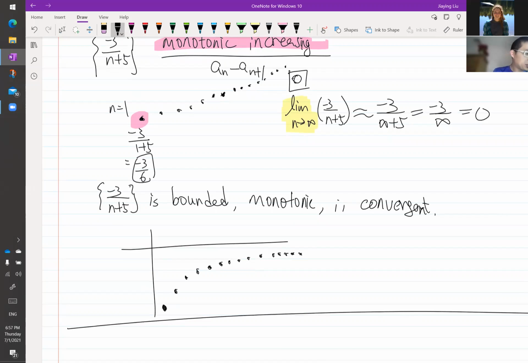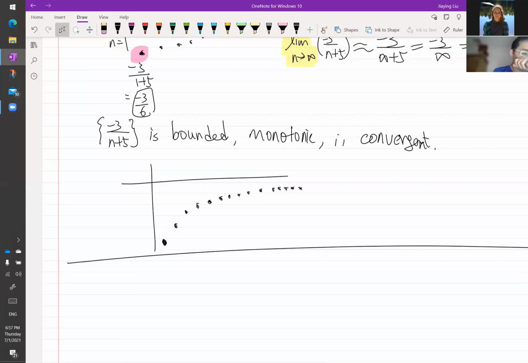All right, let me give you another example that will hopefully make a little more sense. So here's the second example. Again, we're going to figure out whether it's monotonic, bounded, or convergent.